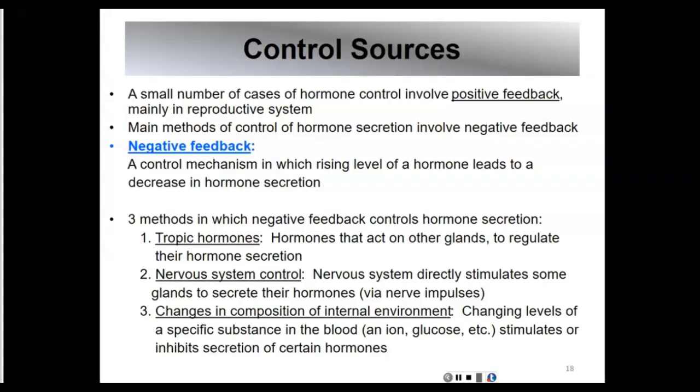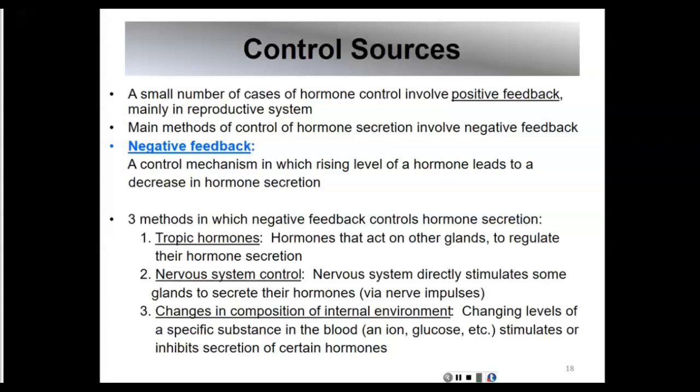The main method of control of hormone secretion involves a negative feedback system. In this control mechanism, a rising level of the hormone leads to a decrease in hormone secretion. There are 3 methods in which negative feedback controls hormone secretion. We have tropic hormones, which are hormones that act on other glands to help regulate their secretion. Nervous system control, which is the nervous system directly stimulating some glands to secrete their hormones. And changes in composition of internal environment.